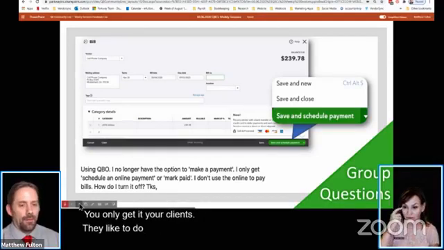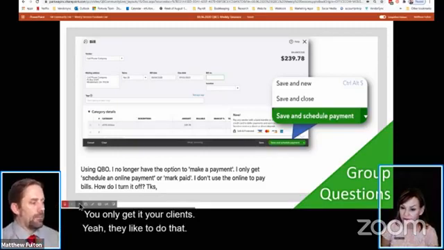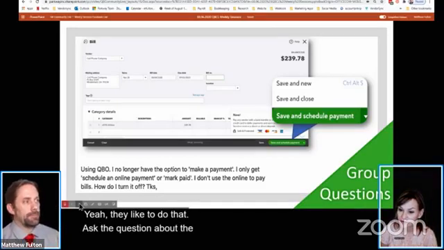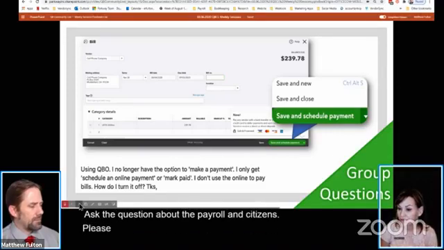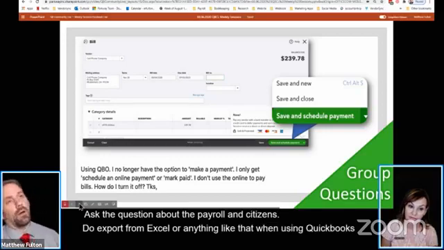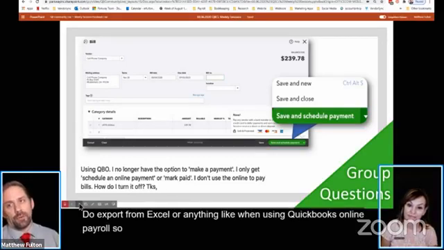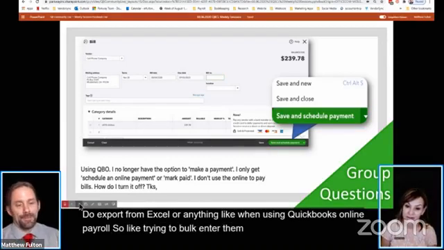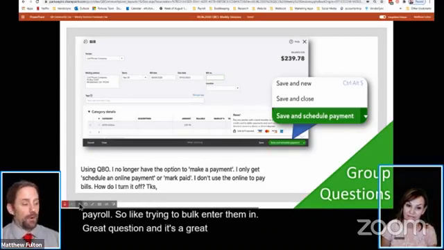Before you get too far, we've got a question from Purvi about payroll: is there a shortcut to add new employees, like exporting from Excel or anything like that, when using QuickBooks Online payroll? Oh, so trying to bulk enter them in? When you have a big firm, yeah. It's a great question and a great suggestion. I'm sure they're probably working on it, but no, there isn't.